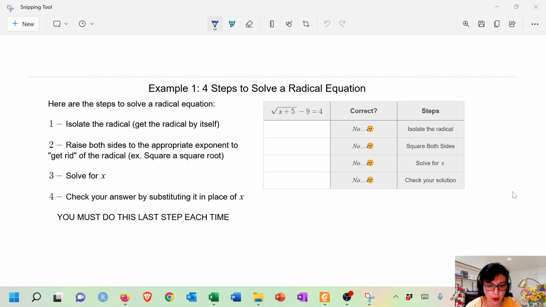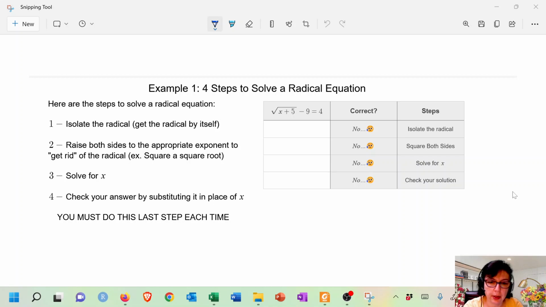Once you get it solved, you would have to substitute each answer, in case you have more than one, back into the original equation, and then if it works, then it's good. If it doesn't, that means it's what's called an extraneous solution. All right, so let's take a look at the first equation.